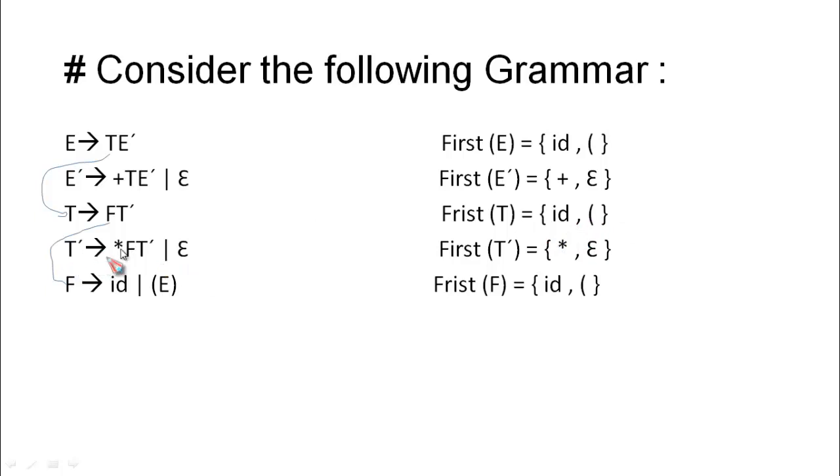And T prime implies multiplication F T prime or epsilon. Multiplication and epsilon are terminal symbols, so we put them in the first function of T prime. And finally F implies ID or bracket E bracket, so the opening bracket and ID are terminal symbols, so we put them in the first function of F. So we find all the first functions of E, E prime, T, T prime, F.